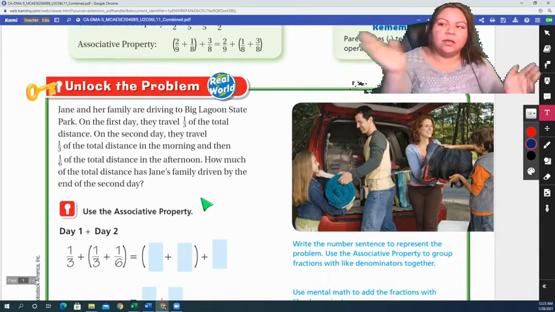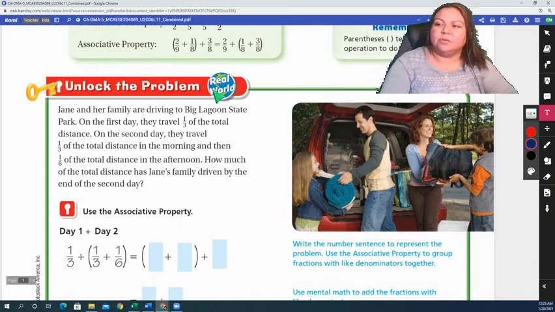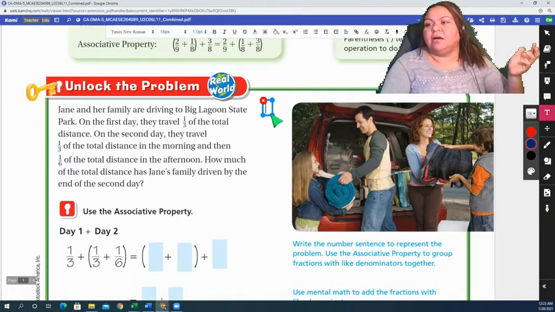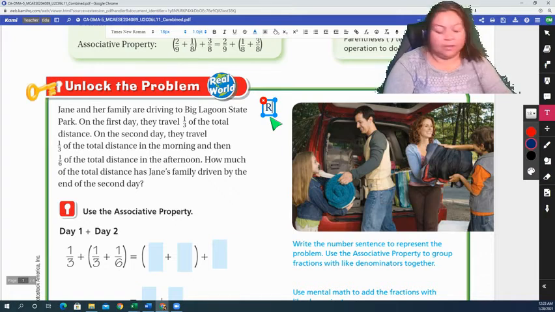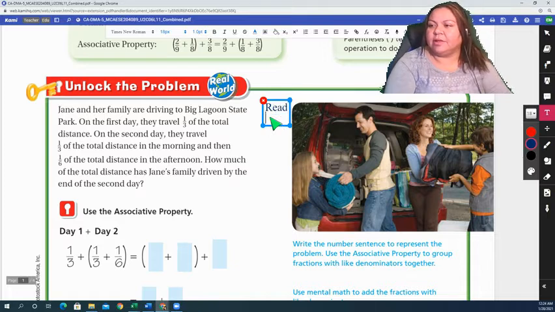And remember, unlock the problem. Every time you see the little world icon that says real world, that means it's a word problem that connects to the real world. And we are applying our steps, which are read. Remember, we went over these in class. Read, highlight.